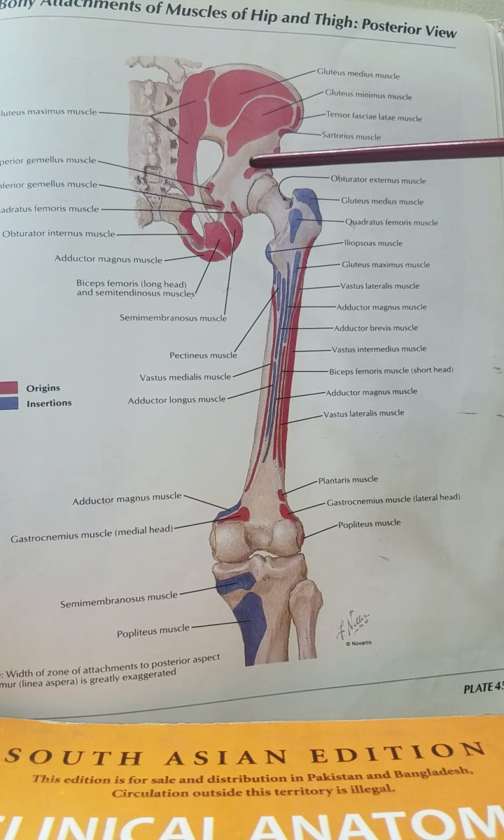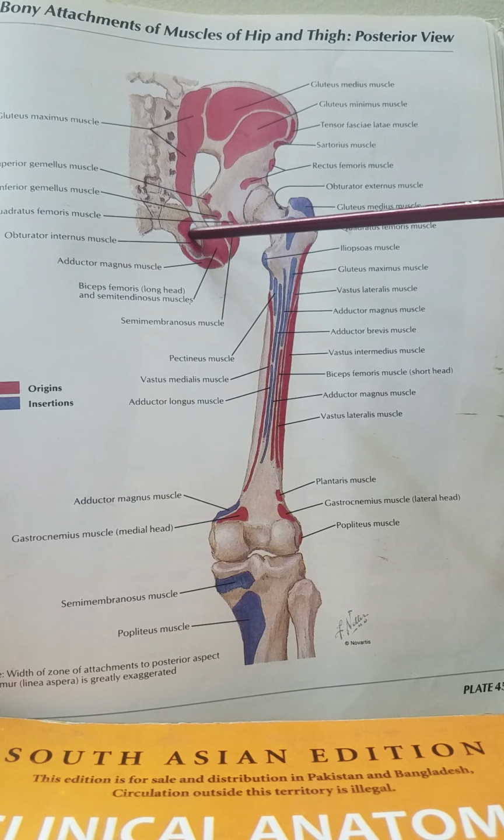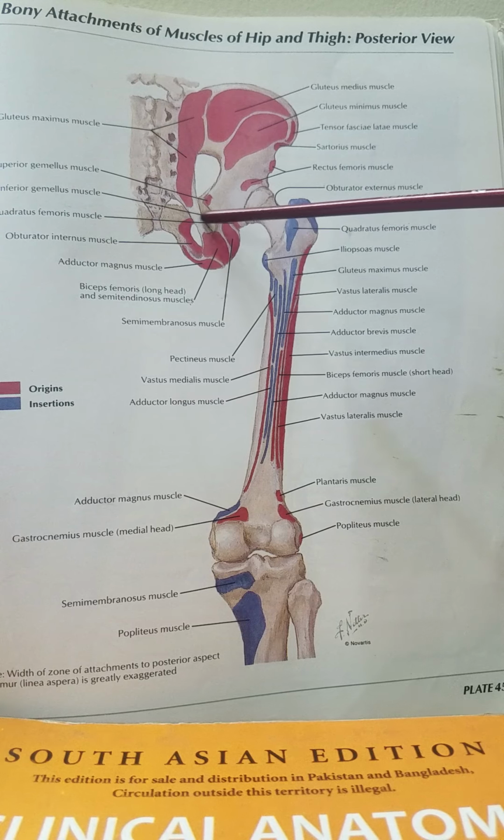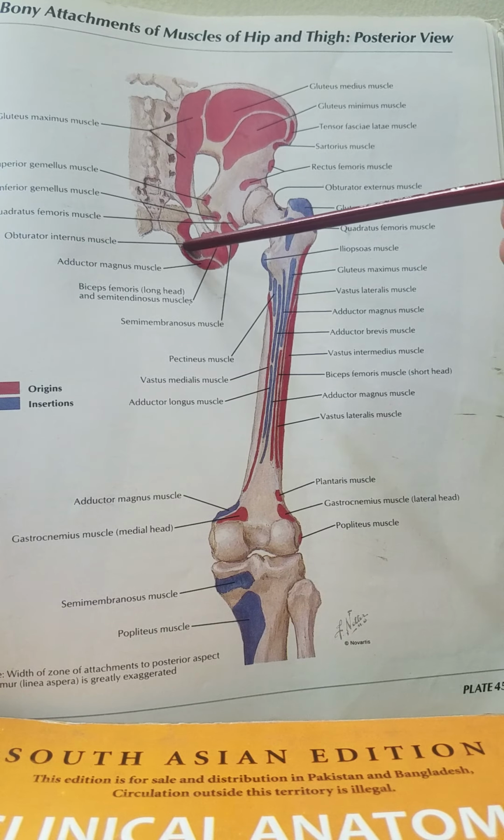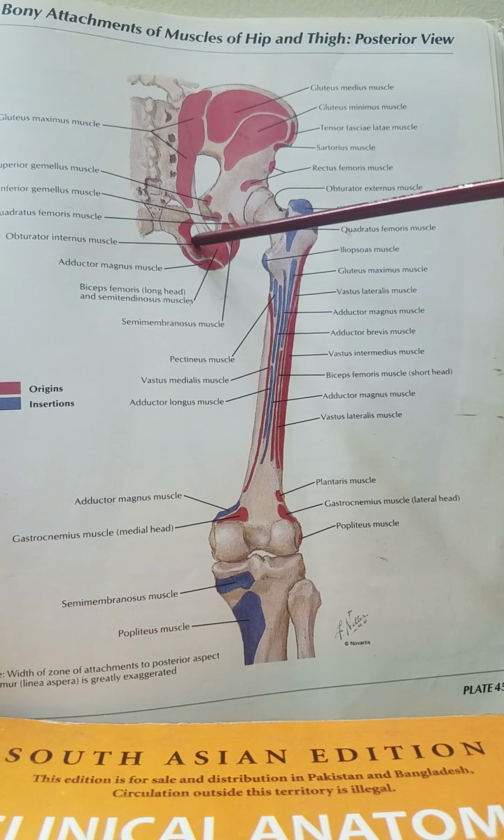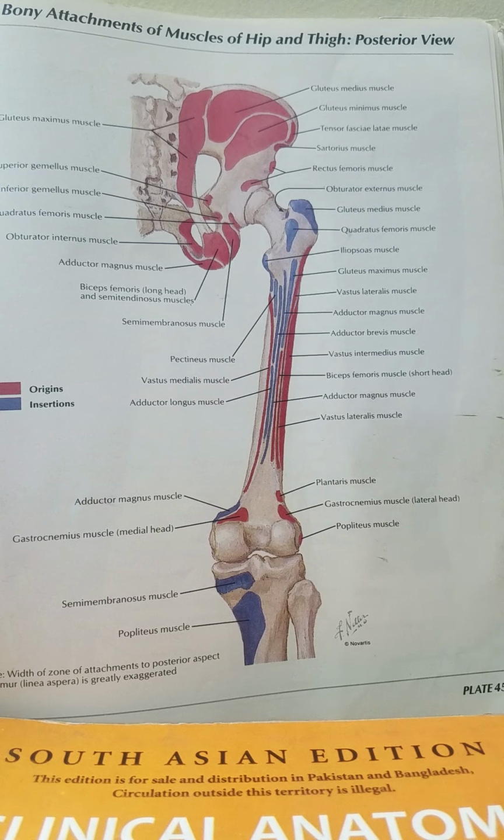So in this view here, it's a posterior view. Here you can see the obturator foramen, and then the margins of it are showing the attachment of the obturator internus muscle.